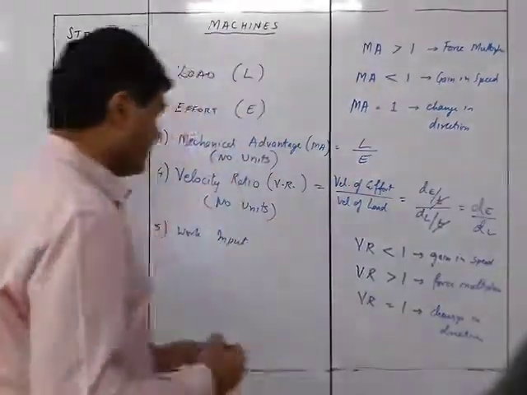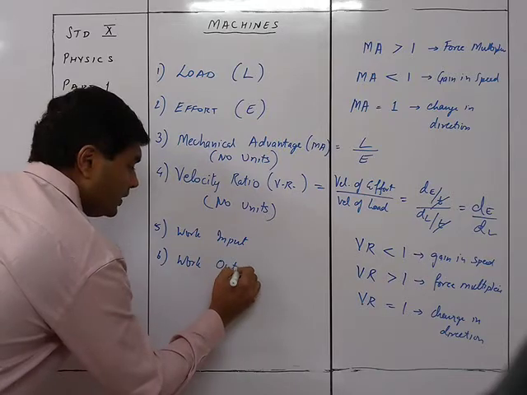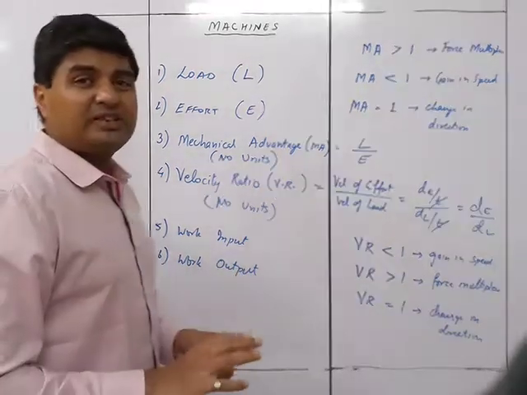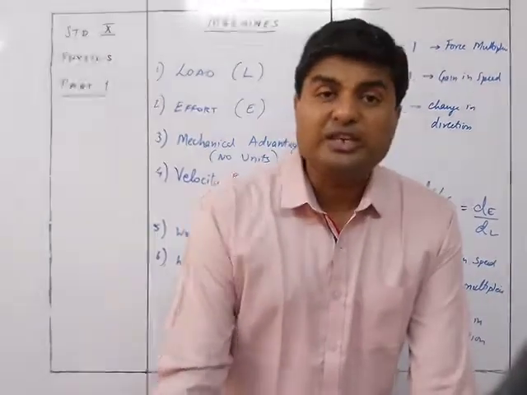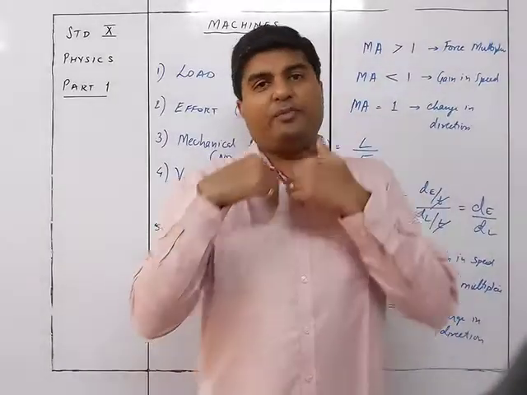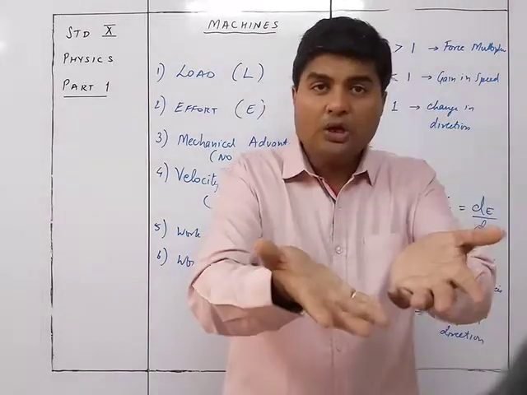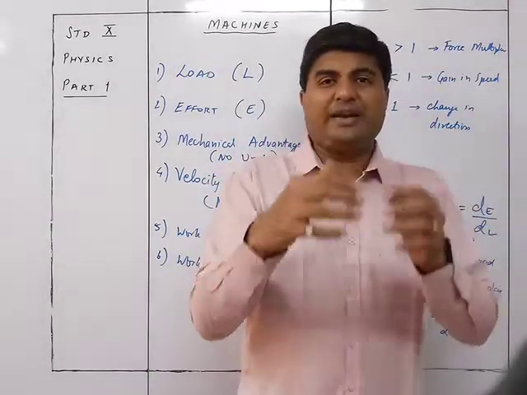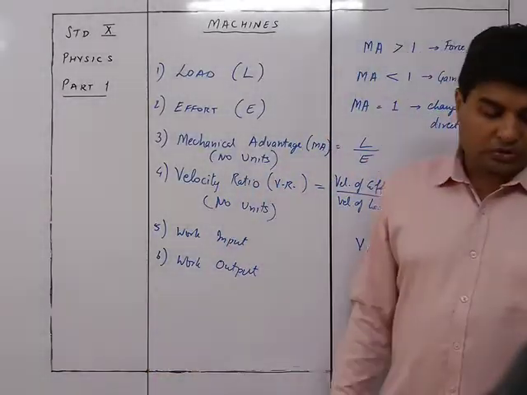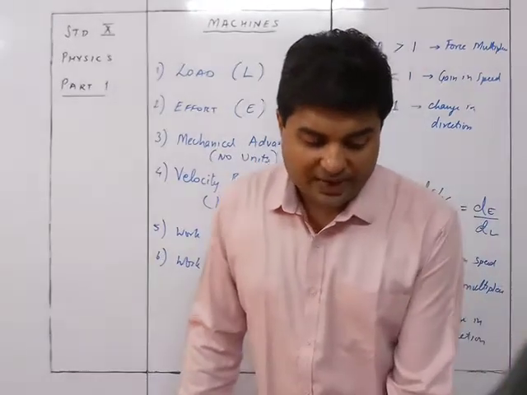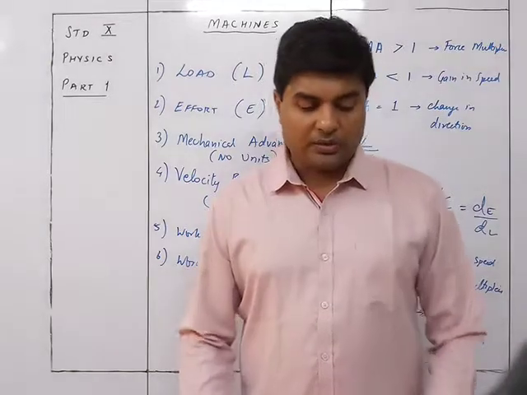Similarly, the next one would be work output. Of course, output will be the one which is on the load. So it is the work done by the machine on the load. Now we do an effort on the machine, but the machine does the work on the load. So whatever work the machine does on the load is called the work output. So work output is equal to work done on the load.